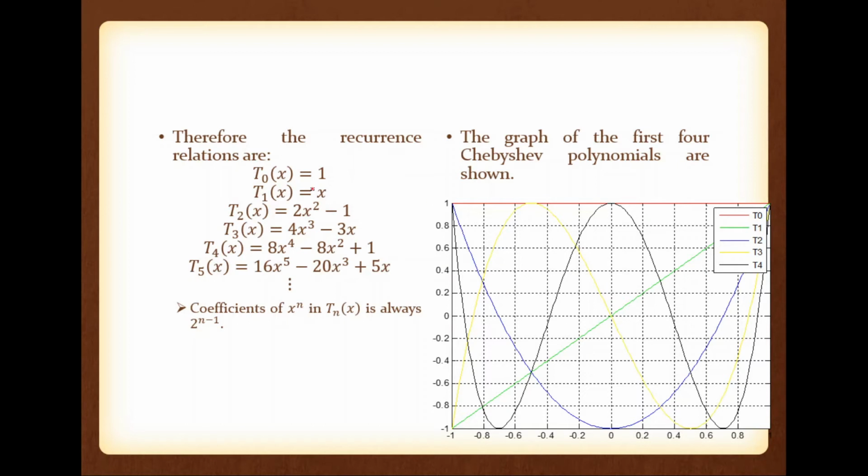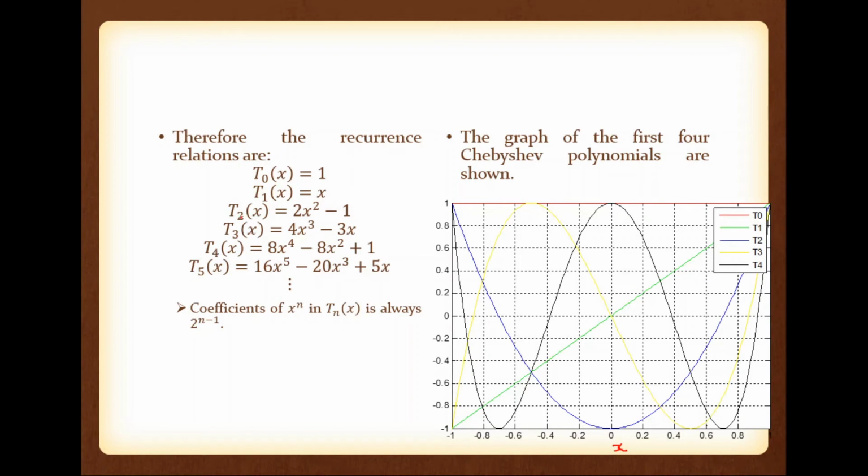So T0, you can see that T0 of x is always 1. This is x, from minus 1 to 1. So T0 of x is 1, the red color. Next one is T1 of x, that is equal to x. You can see that it is linearly increasing. In this range minus 1 to 1, the lowest value of T1 is minus 1 and the largest value is 1, and it is varying from minus 1 to 1.